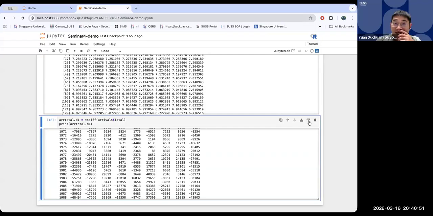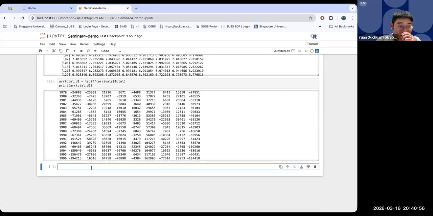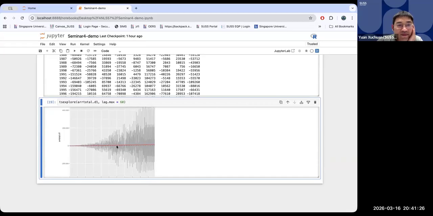You can get the ACF or PACF of this time series, or you use TS Explore with maximum lag equal to, let's see, 60. Let's see whether we can generate it. Okay, so this is the series plot of your first order difference time series.